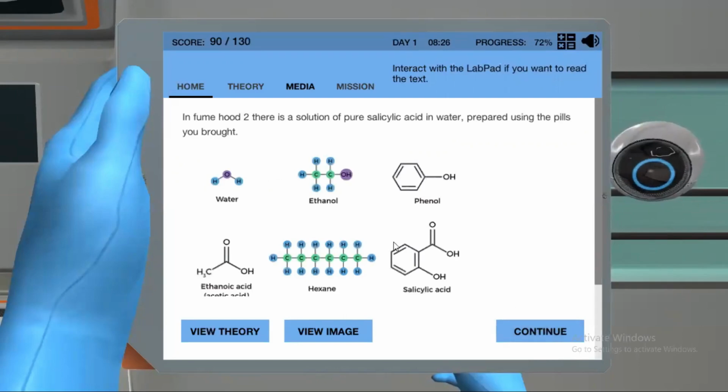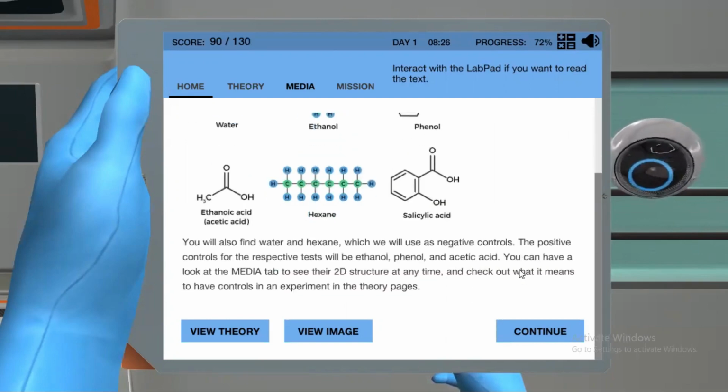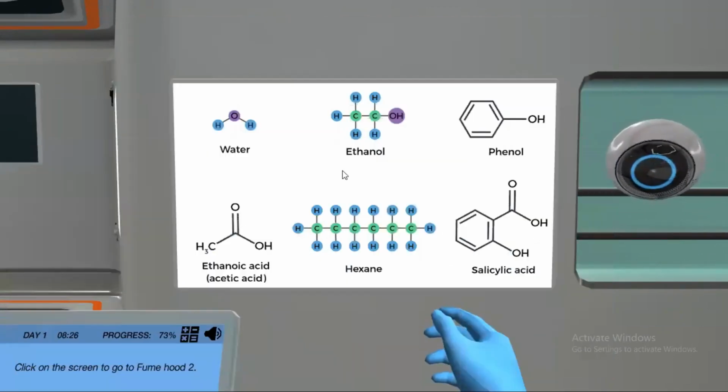In fume hood 2 there is a solution of pure salicylic acid in water, prepared using the pills you brought. You will also find water and hexane, which we will use as negative controls. The positive controls for the respective tests will be ethanol, phenol, and acetic acid. You can have a look at the media tab to see their 2D structure at any time, and check out what it means to have controls in an experiment in the theory pages. Click on the screen to go to fume hood 2.